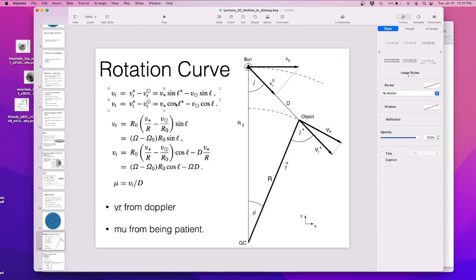Do a little bit of geometry with the angles, and you work out that VR is this little complicated formula, but what we've done is we've gotten rid of this other VL star with a little bit of geometry. And this works out to omega minus omega naught, where omega naught is our rotational velocity and omega is that star's rotational velocity, times r naught times sine of L. So this is getting useful. And we have a similar relationship for the tangential velocity.